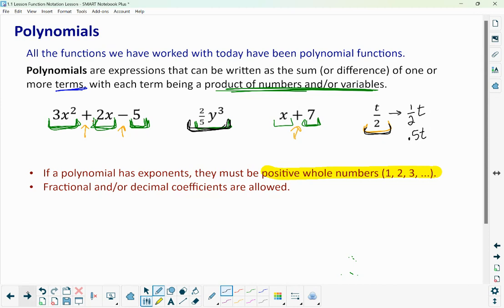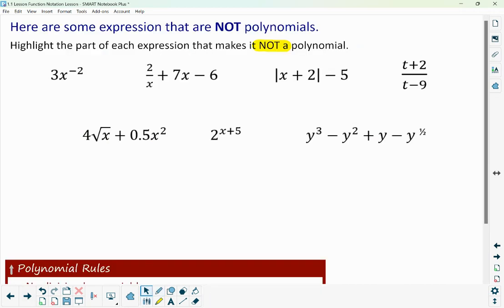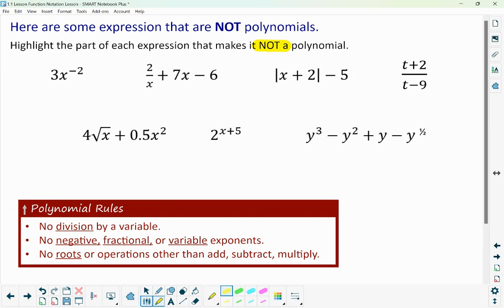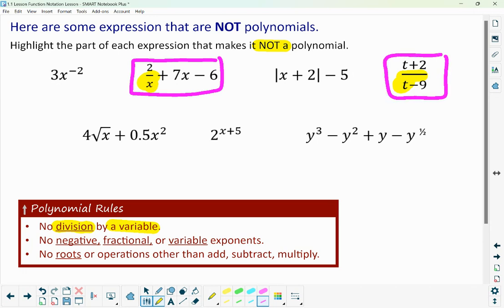So polynomials, sometimes it's hard to really get a feel for what a polynomial is. So we're going to look at some things that are not polynomials and talk about the reason that they're not polynomials. Polynomials can't have division by a variable. That's not going to work. So this is not a polynomial because it has a divide by x. This is not a polynomial because it has a divide by t. Both of these two that I've highlighted belong in the rational function family instead of the polynomial function family. So those are not polynomials.